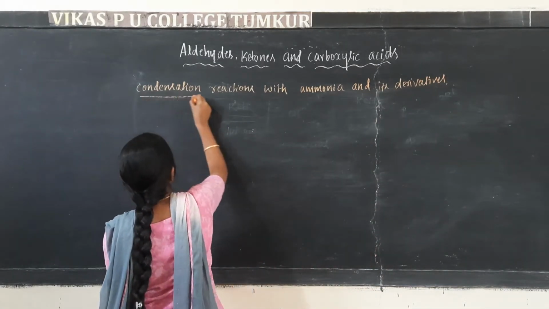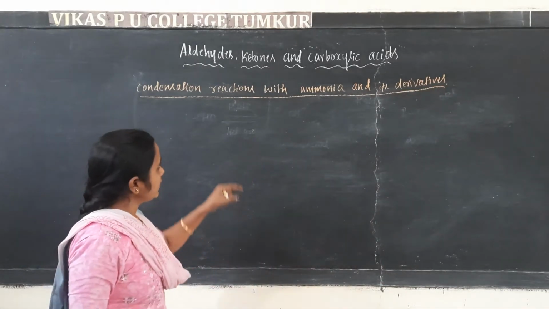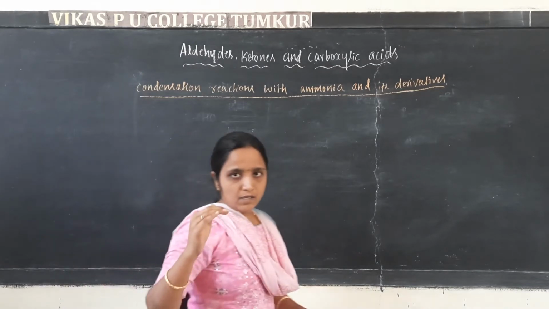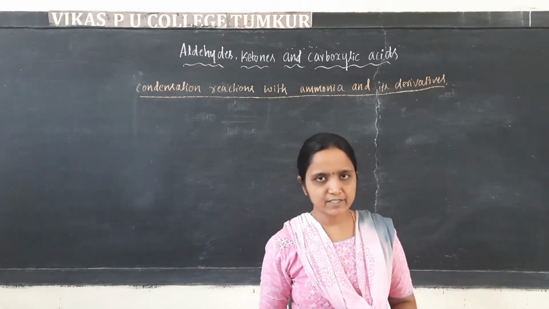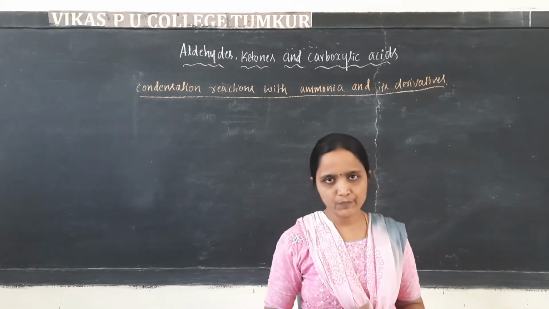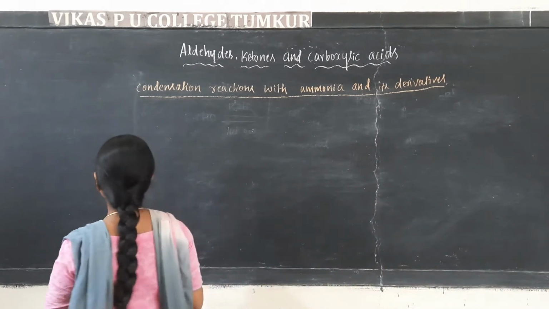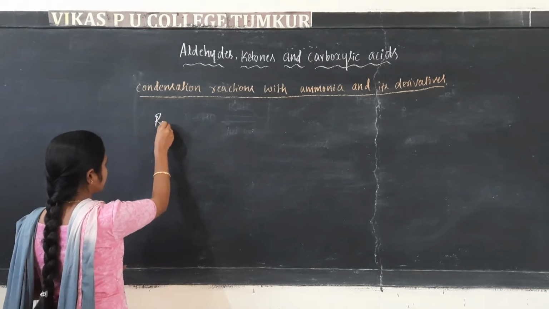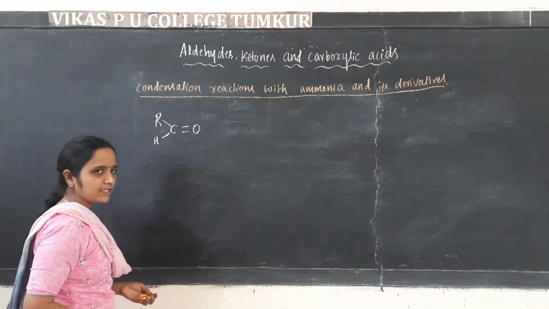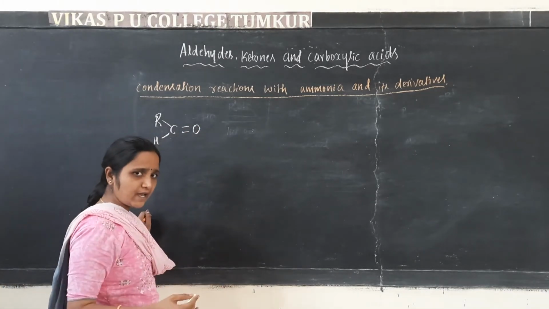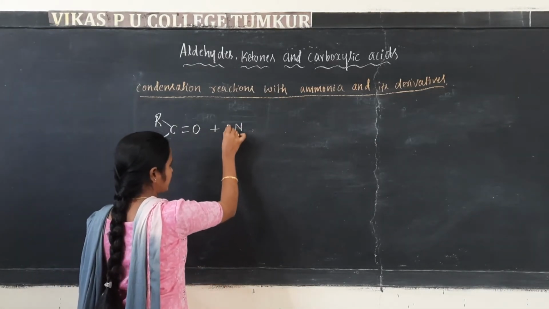It is condensation reactions with ammonia and its derivatives. When aldehydes or ketones react with ammonia or its derivative, it gives the addition product. The general equation I am going to write: aldehydes are generally represented like this, then either ammonia or the ammonia derivatives we can represent like this.